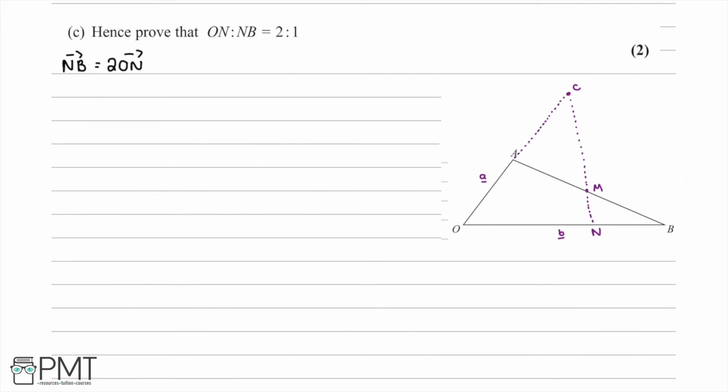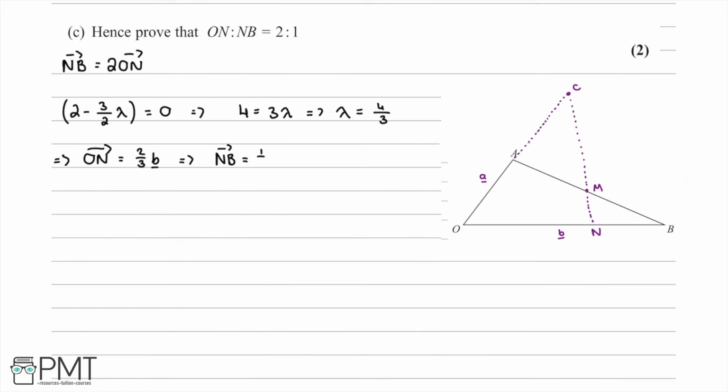So we can start off by taking the A component of our vector ON. So this was 2 minus 3 over 2 lambda, and we're going to set this equal to 0. And now we're going to solve for lambda. So therefore we'll have that 4 is going to be equal to 3 lambda, so lambda is going to be equal to 4 over 3. For the next part of this question, we take the B part of our vector, and we have that ON is equal to 2 over 3 of B. So this means that the vector NB is going to be equal to 1 over 3 lots of B. Therefore, we have shown that ON and NB have ratio 2 to 1 as required.